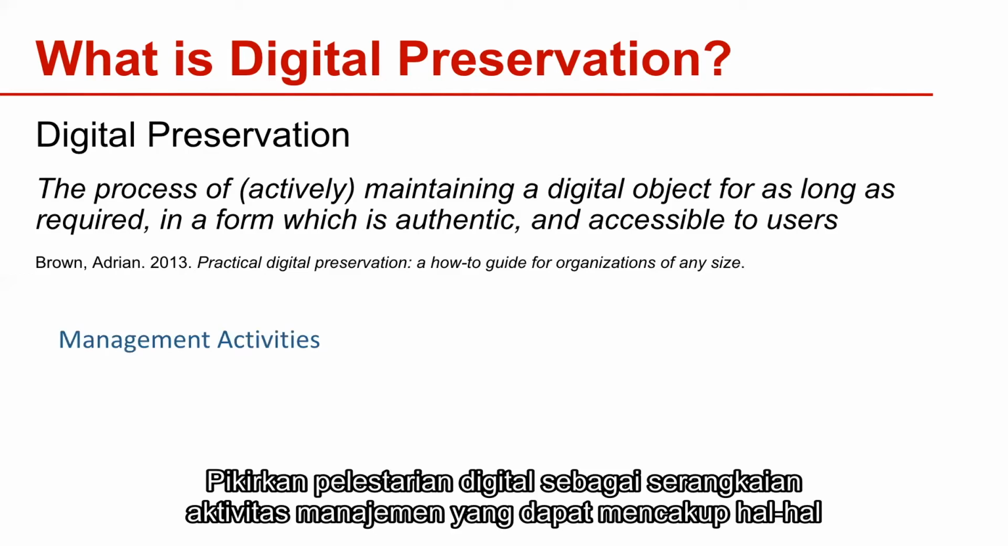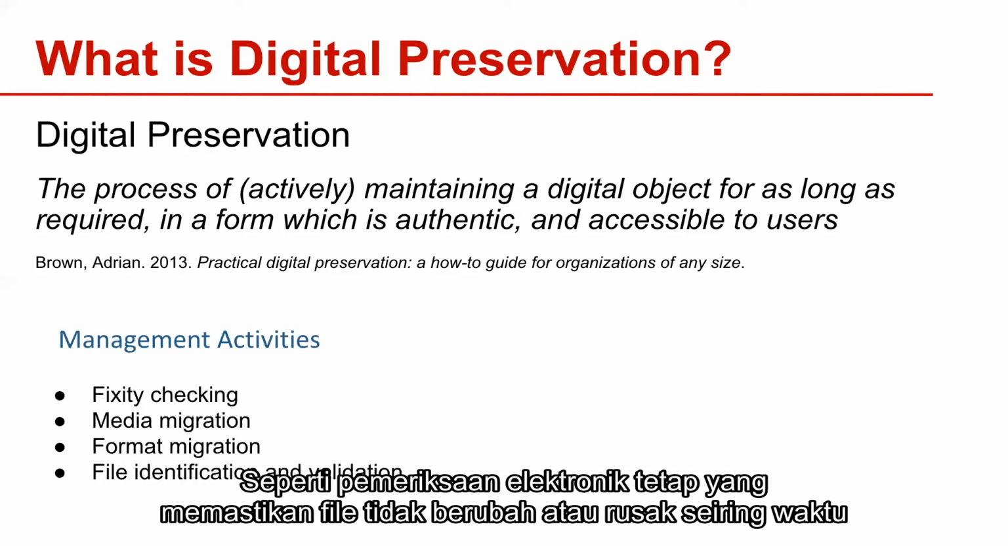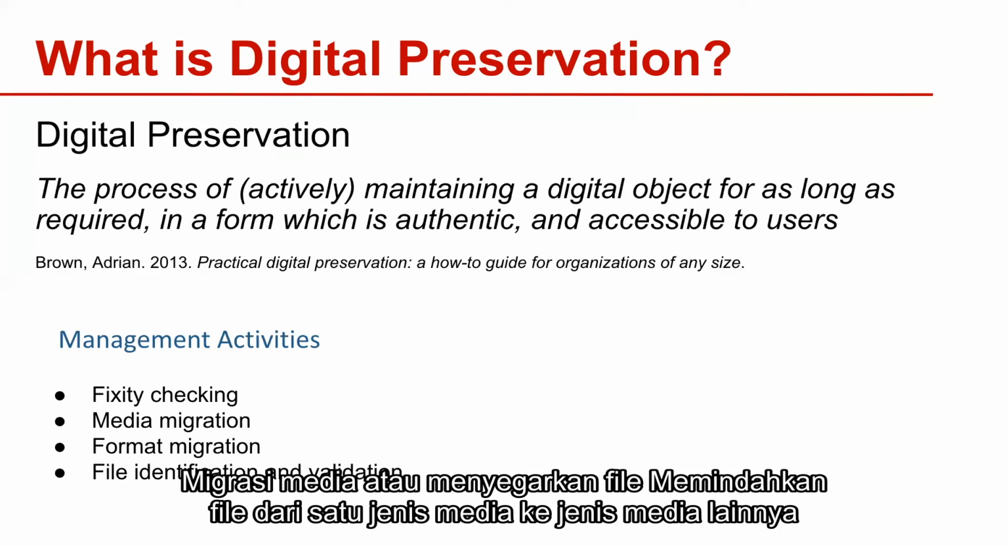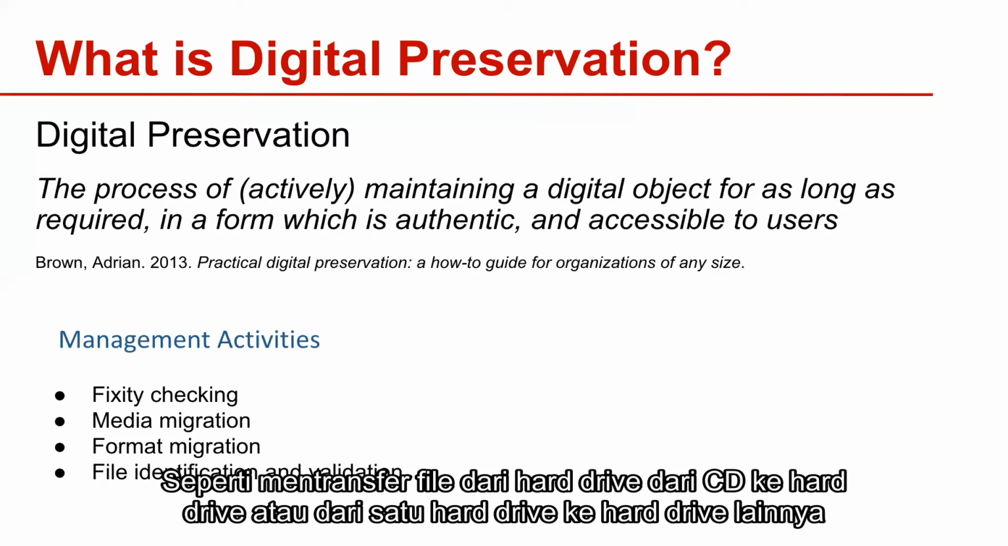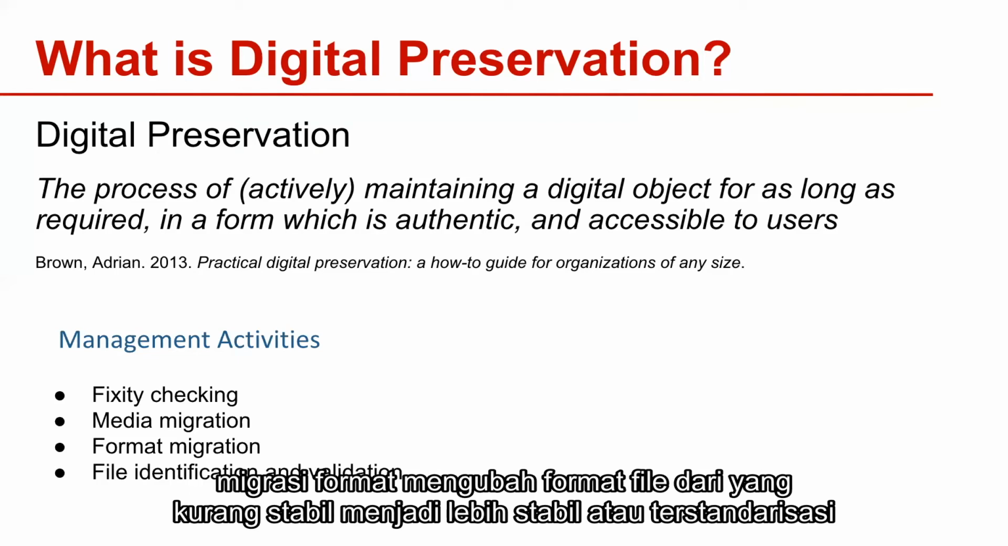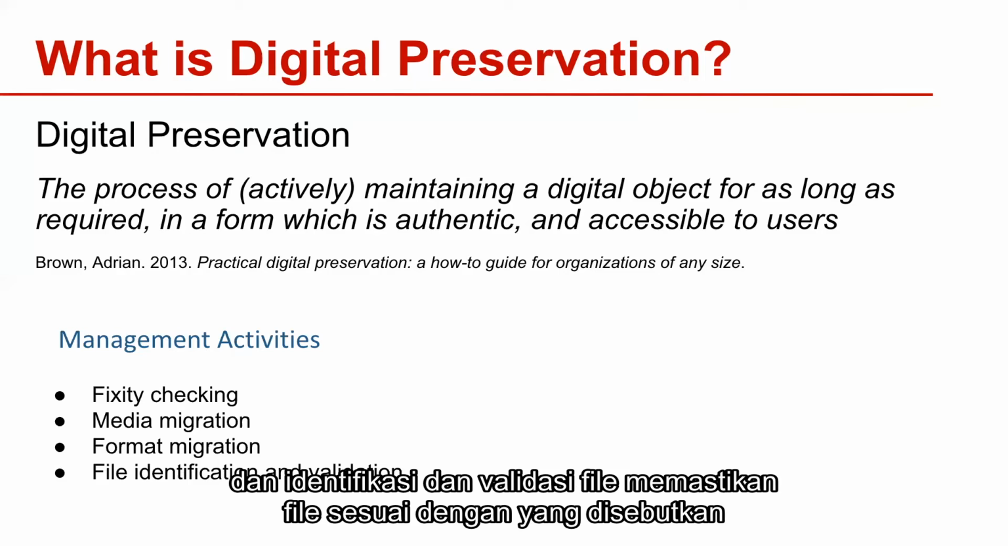Think of digital preservation as a series of management activities that may include things like fixity checking, making sure the files have not changed or become corrupted over time; media migration or refreshing files, moving files from one media type to another, such as transferring files from a CD to a hard drive or from one hard drive to another; format migration, changing the file format from a less stable to a more stable or standardized one; and file identification and validation, making sure files are what they say they are.